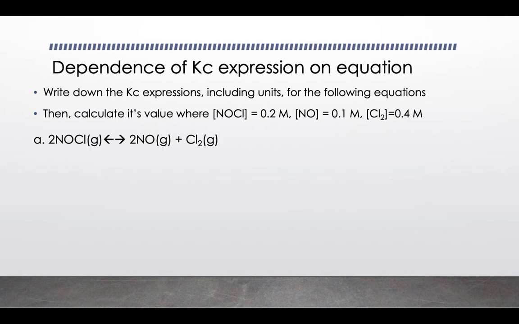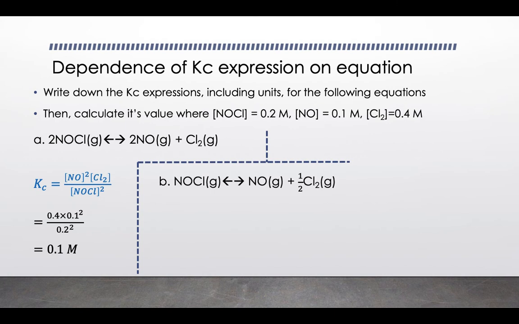For example, when a reaction is written in this way, NOCl decomposed into NO and chlorine gas, then our Kc is written as products to the power of coefficient over the reactants. And if we are to calculate the value of Kc, then we just substitute what we were given. Kc is calculated to be 0.1 molar. What if we divide the whole equation by 2?